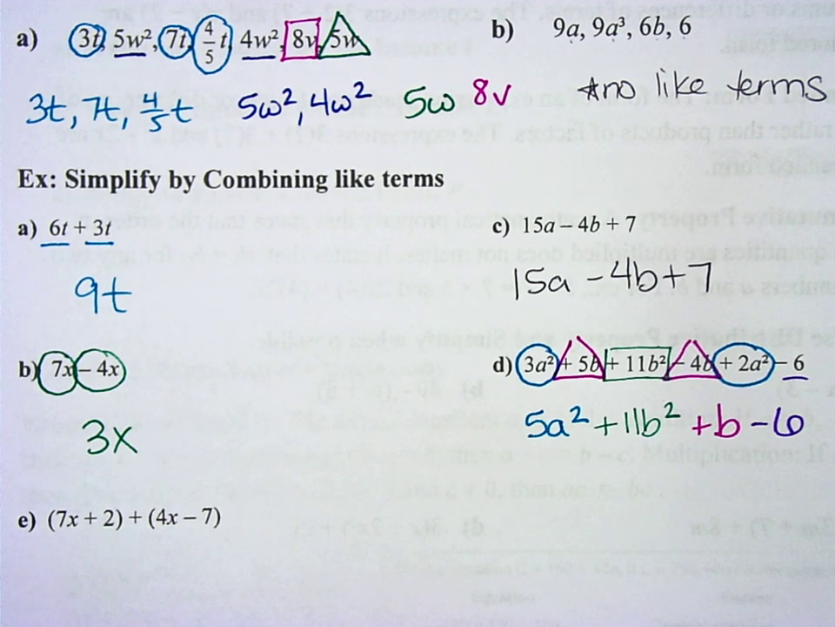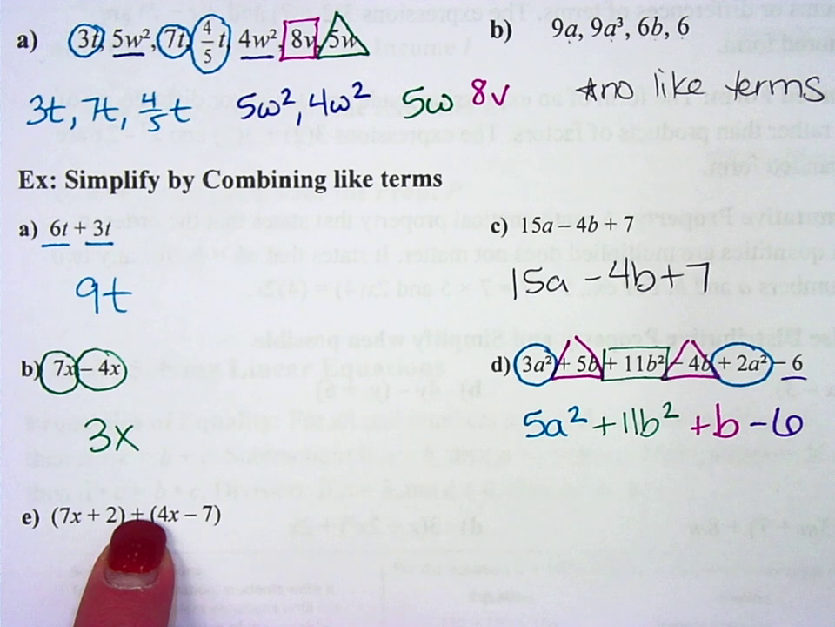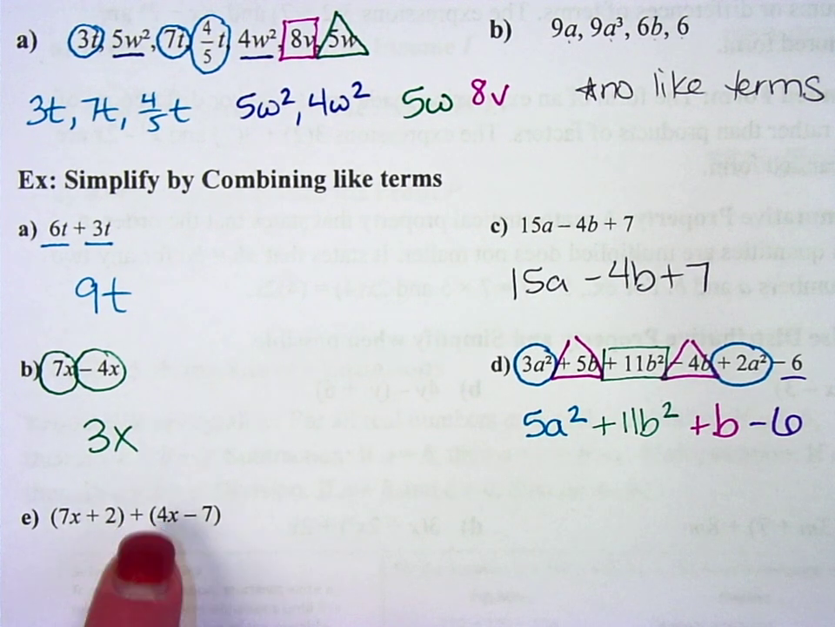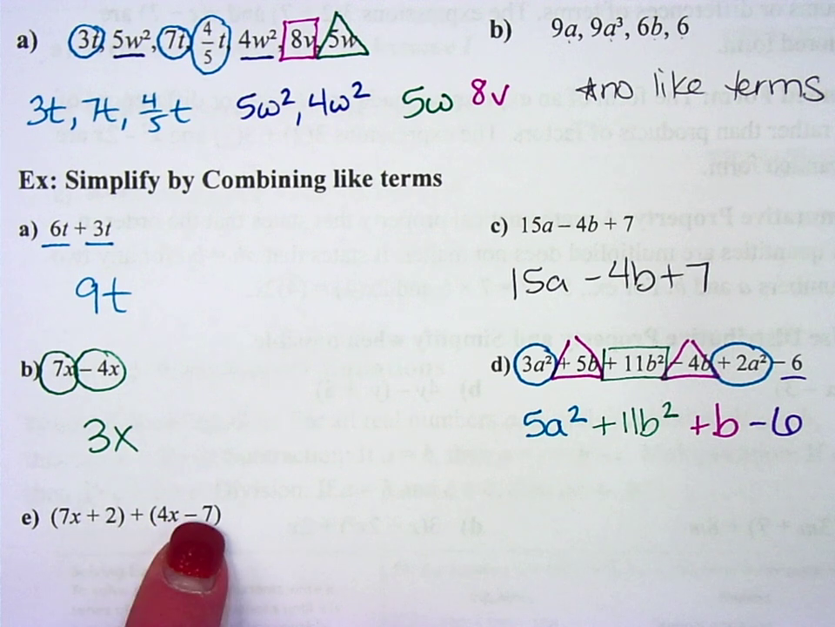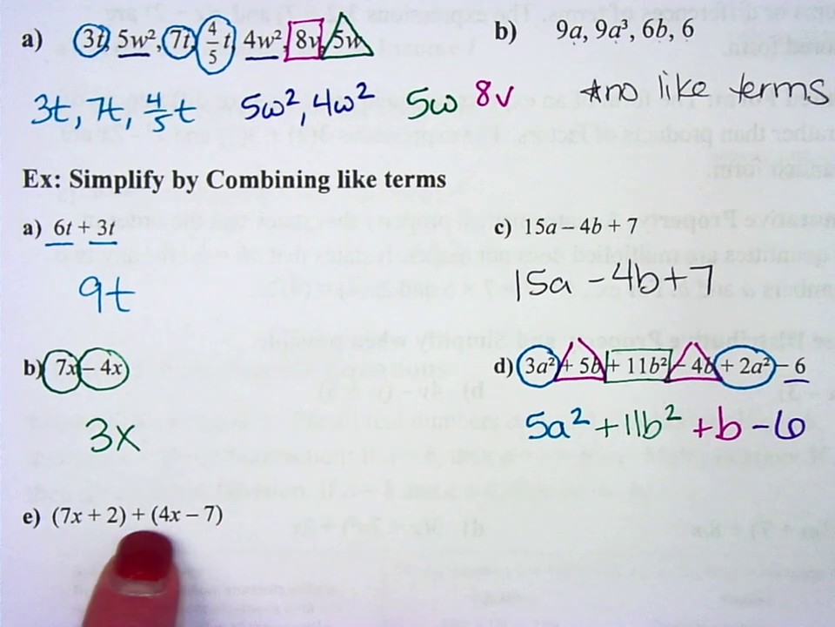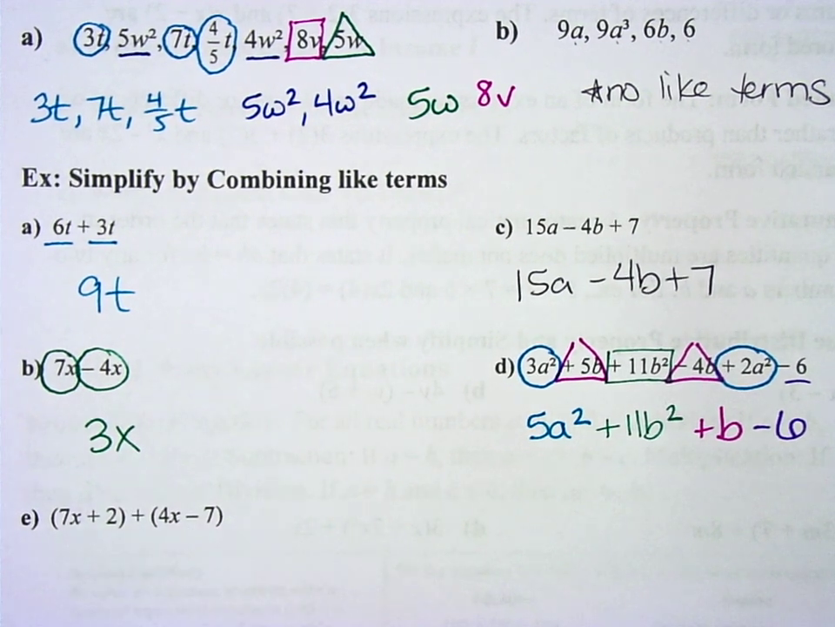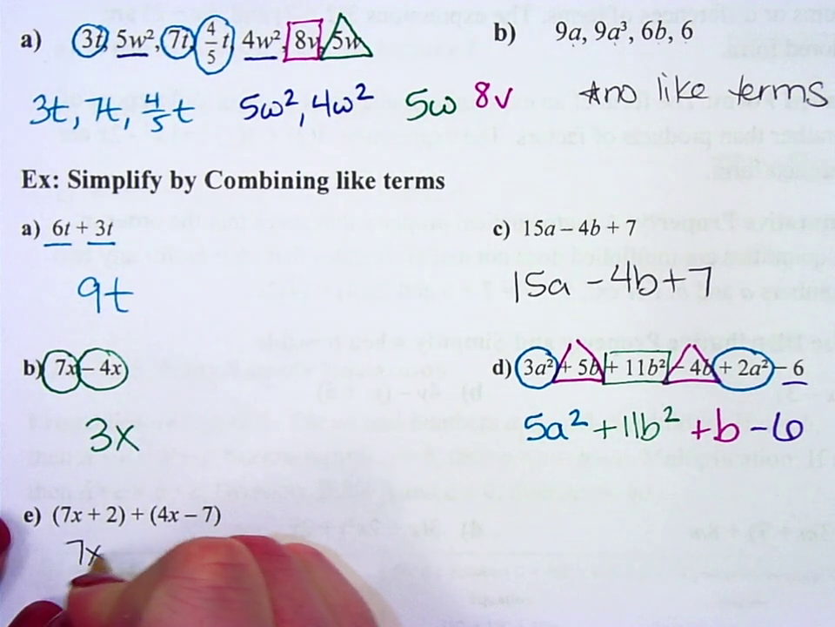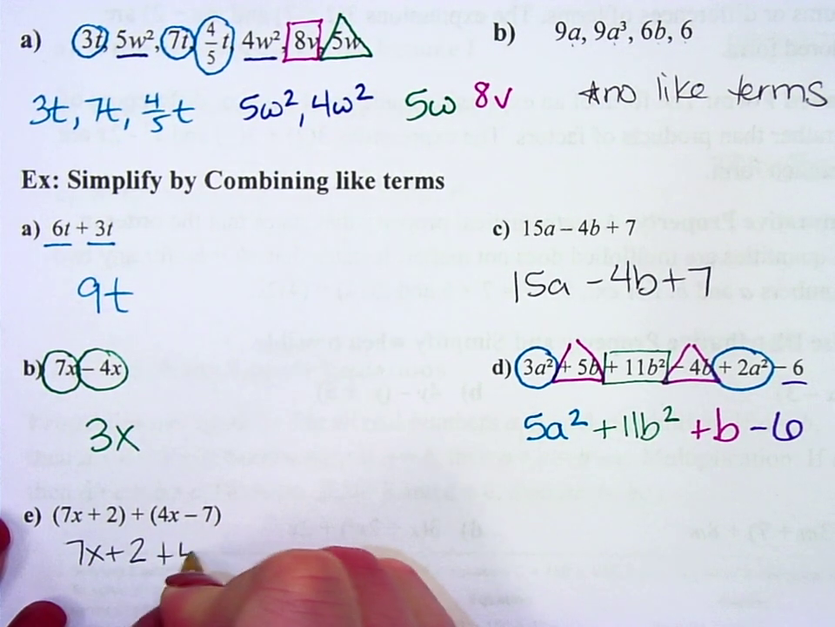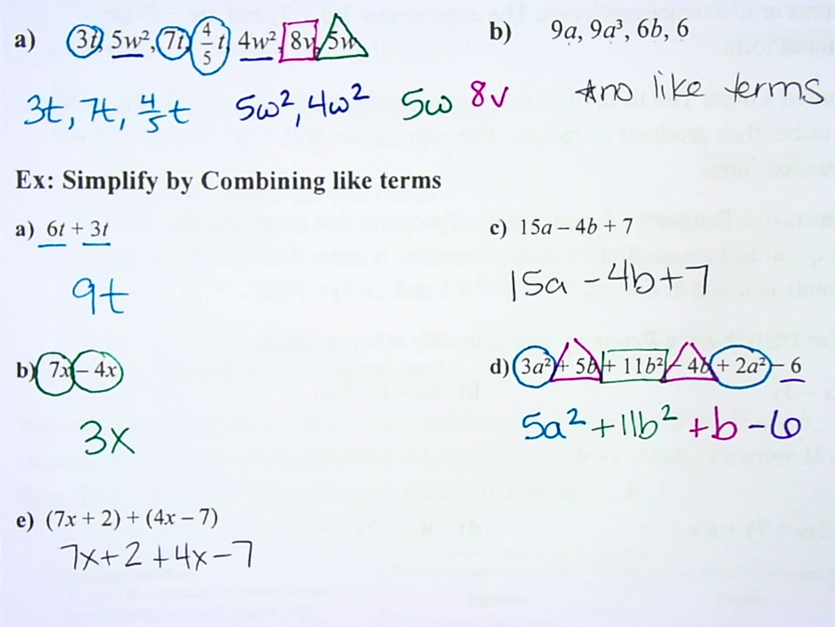All right, our last one has a parentheses here. If there was something outside my parentheses, I would distribute. That's what we're going to learn tomorrow, meaning I would take these both times something. But in this case, we're good. I'm just adding this like normal. So this expression is the same as 7x plus 2 plus 4x minus 7.